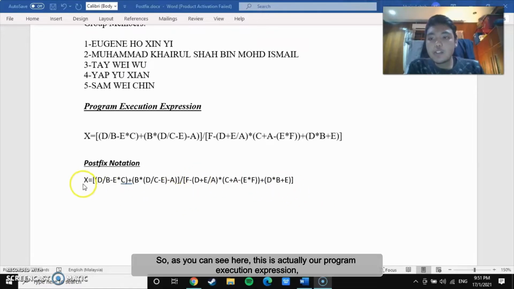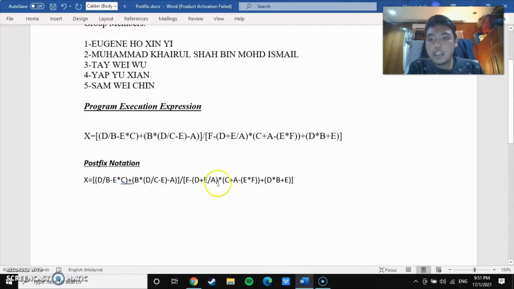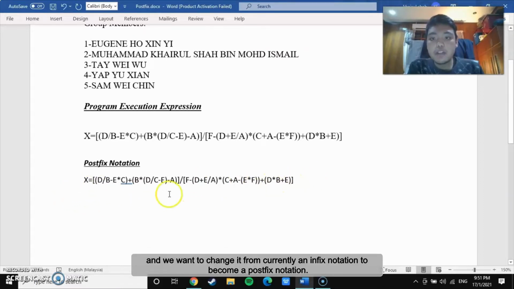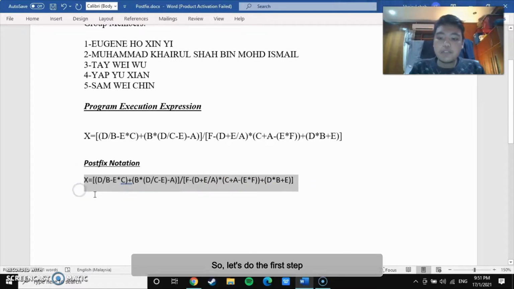Okay, alright. So as you can see here, this is our program execution expression, and we want to change it from an infix notation to a postfix notation. So let's do the first step.